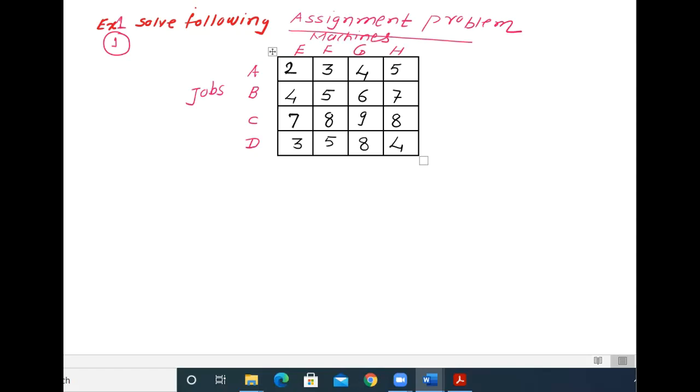And this is a cost matrix and costs are given. For example, 2. This is a cost of performing job number A on machine E. 3 is a cost of performing job number A on machine F, and so on. So job A can be performed on these 4 machines, and the cost of performing job A on these 4 machines is also different. Similarly, the second job can be performed on these 4 machines, and the costs are different. So the cost may be same, may be different. Here we have similar cost of performing job number C on machine F and H.